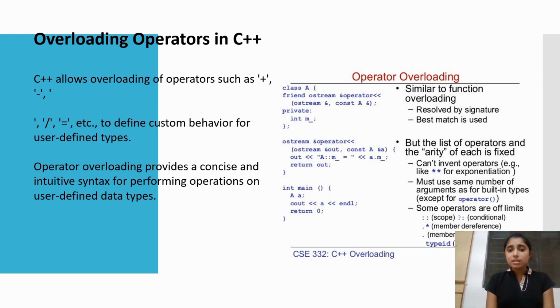These are examples of operator overloading. Similar to function overloading, resolved by signature, best match is used. But the list of operators and the hierarchy of each is fixed. Cannot invent operators, for example, star for exponentiation. Must use the same number of arguments as built-in types expect for the operator. Some operators have limits, scope conditions and member differences, etc.